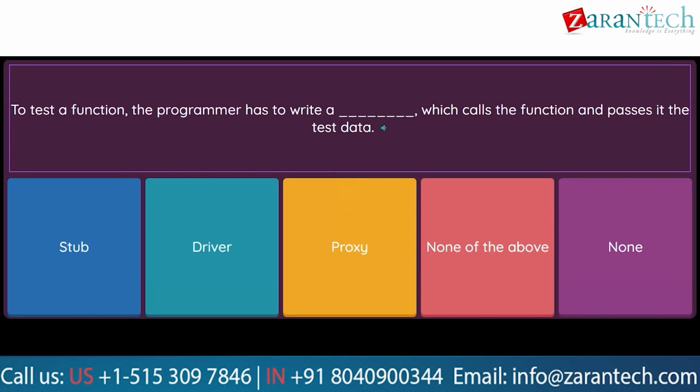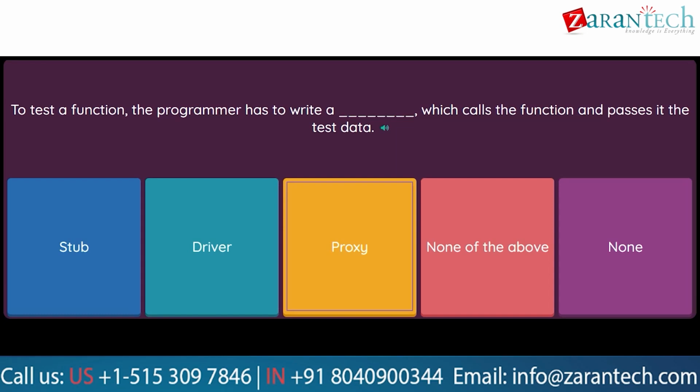Question: to test a function, the programmer has to write a blank, which calls the function and passes it the test data. Option 1, stub. Option 2, driver. Option 3, proxy. Option 4, none of the above. Option 5, none.